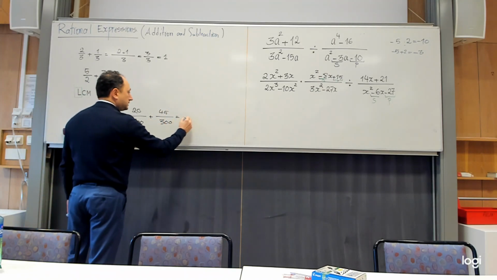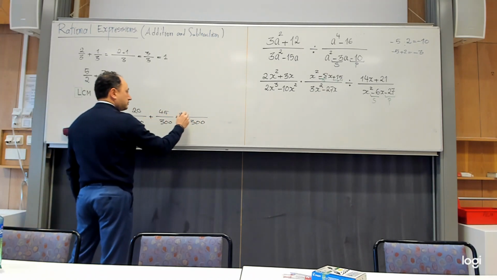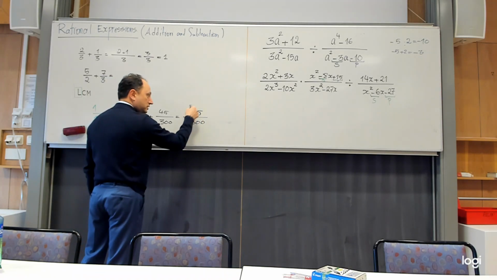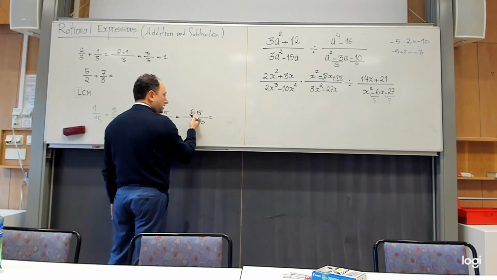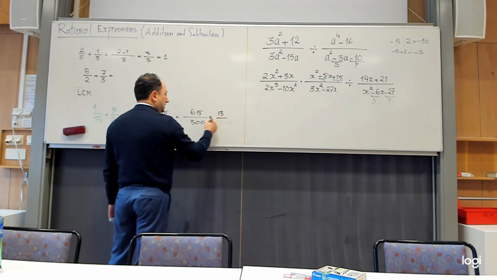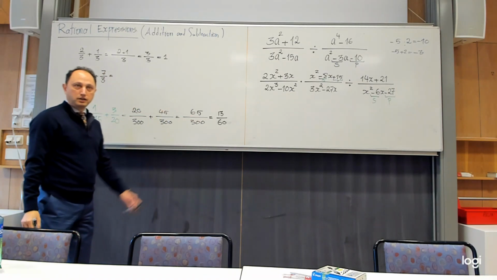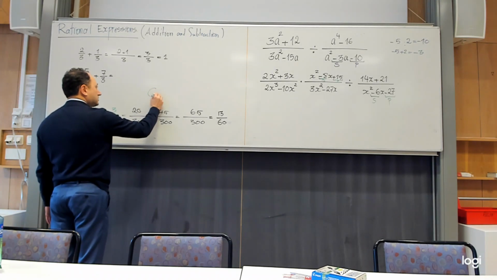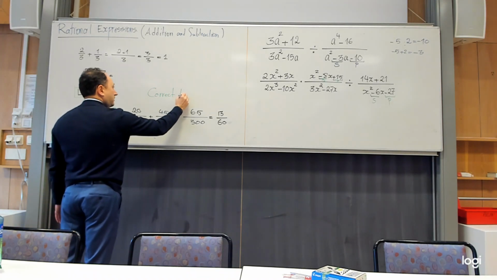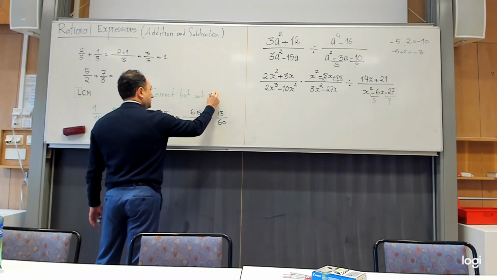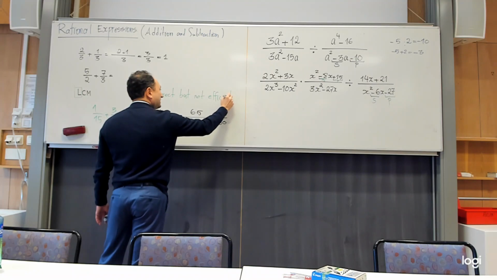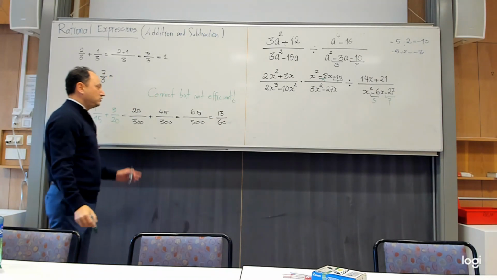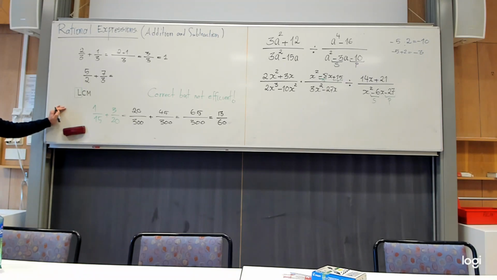And then I add them. 20 plus 45 is 65. But you shouldn't stop here, because this can be simplified, for example by 5. It becomes 13 over 60, and that would be your final answer. It is correct, but not efficient. We didn't spend that much time, and it was manageable. But in algebraic expressions, if you follow this habit, you will face a lot of trouble.